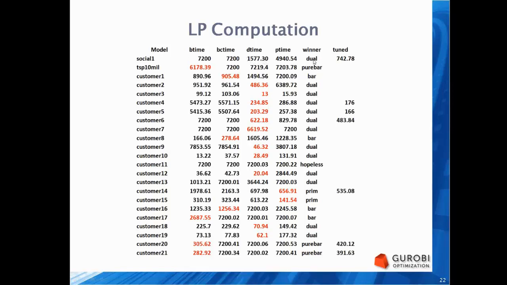That's dual simplex winning. And then if you look at the second line, the TSP 10 million model, BC time, D time, P time all hit the time limit. Only barrier without crossover is able to solve it. So we put Q bar. That means barrier without crossover. Now for the social one, dual is the winner, but we were able to tune it and get better performance, a speedup of a little more than 2x.